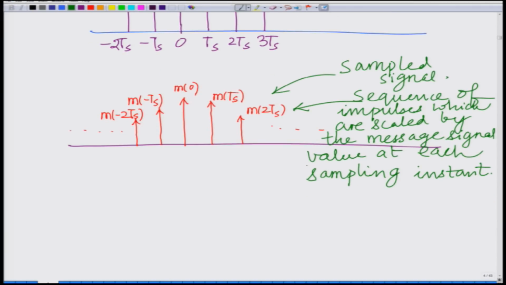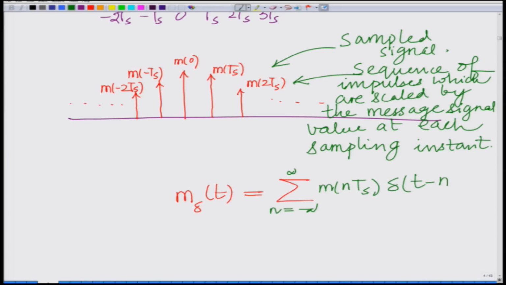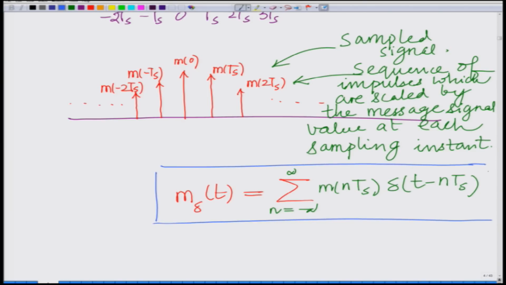So, we have this sampled signal, okay, that is your m delta, and that is the expression that is given by this expression. Remember, m delta t equals summation n equal to minus infinity to infinity m of n T s delta t minus n T s. This is the sampled signal that we obtain.